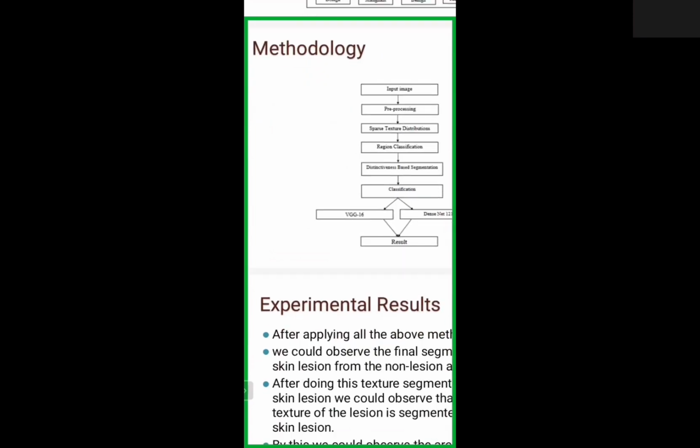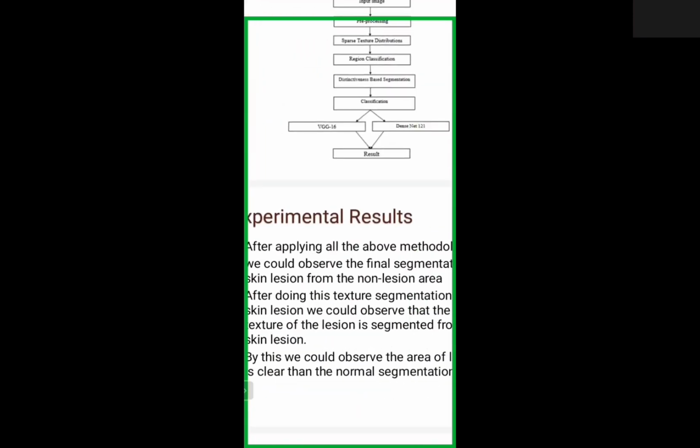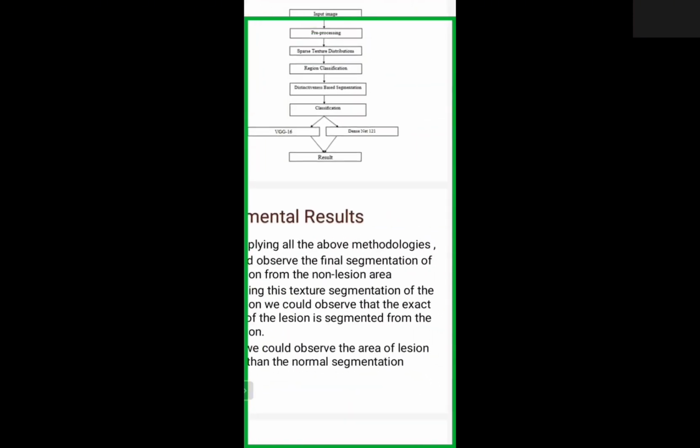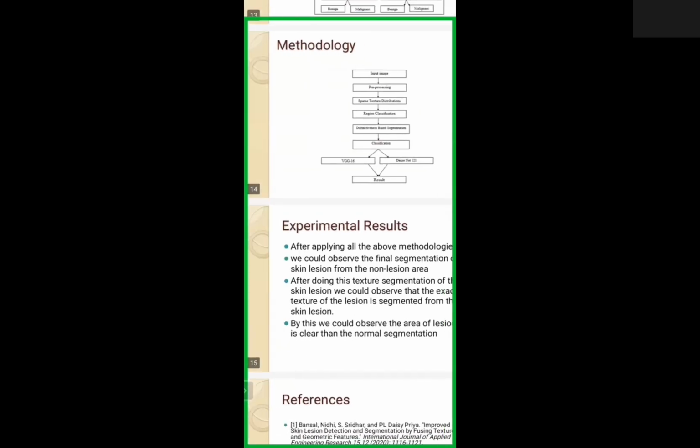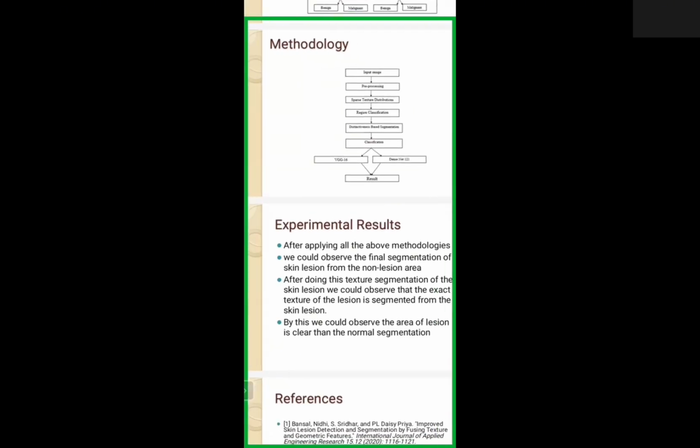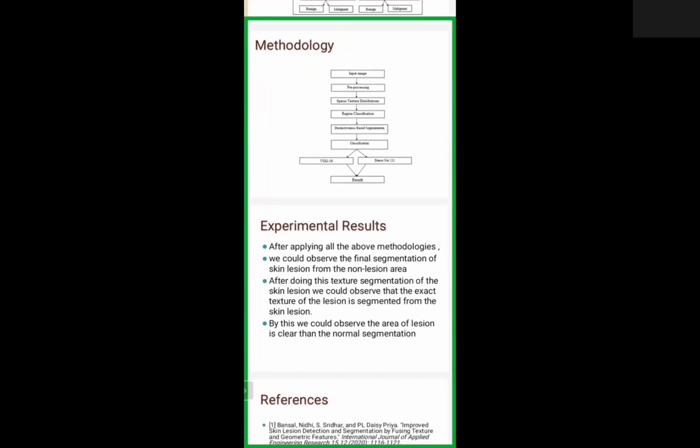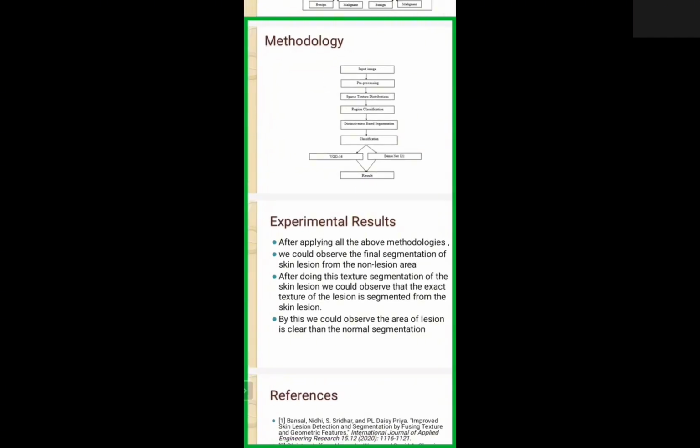These are the experimental results. After applying all the above methodologies, we could observe the final segmentation of the skin lesion from the non-lesion area. After the texture segmentation of the skin lesion, we could observe that the exact texture of the lesion is segmented from the surrounding skin. By this, the area of the lesion is clearer than the abnormal sections. We are using two tools for this process: MATLAB for segmentation and pre-processing, and Google Colab for our classification process.